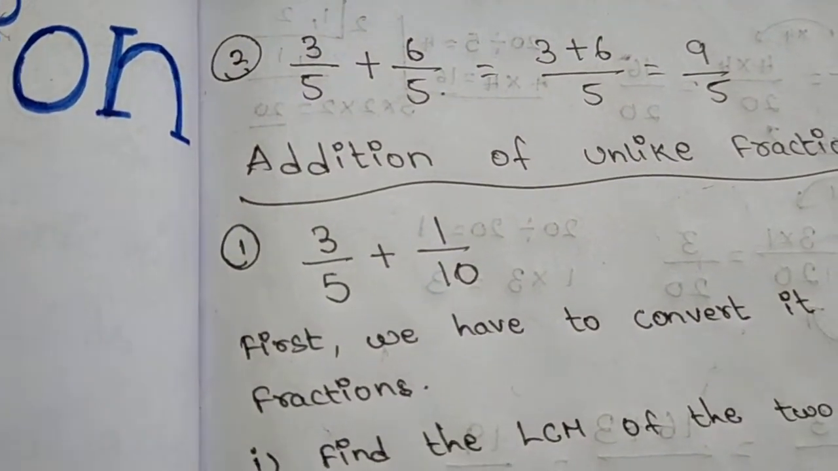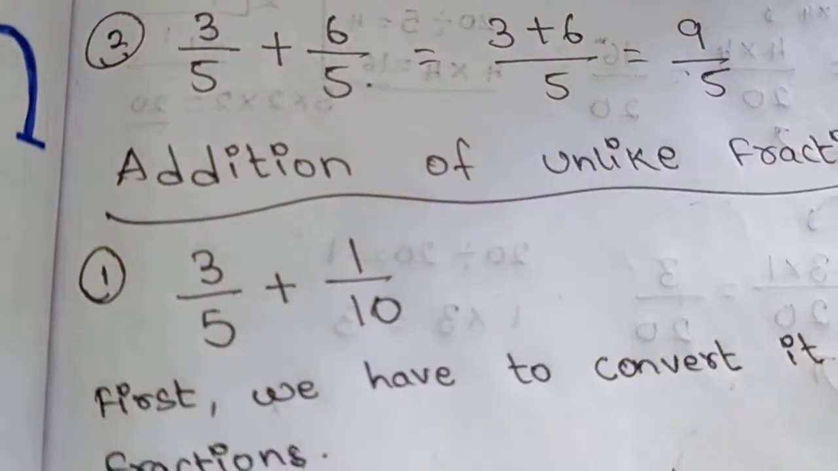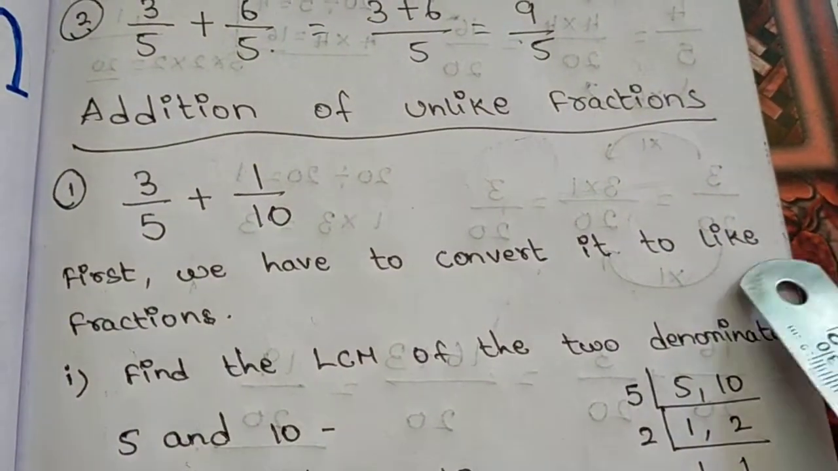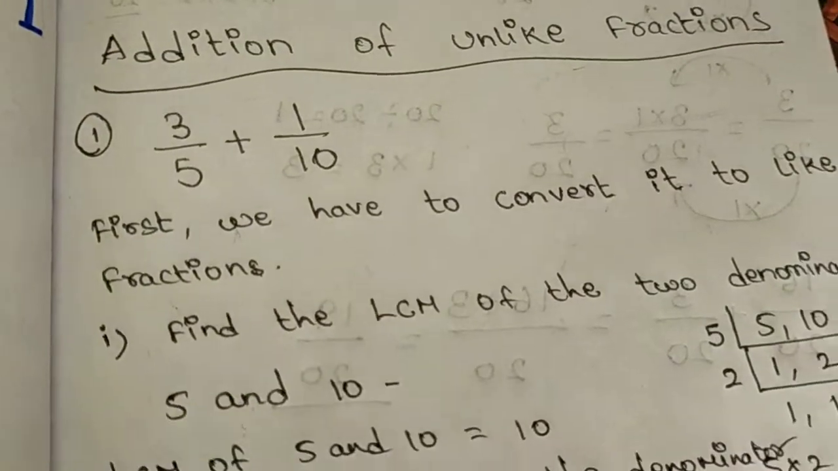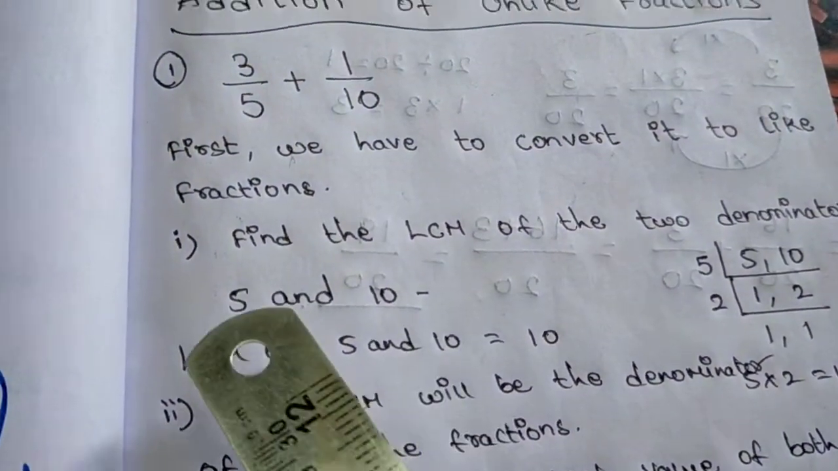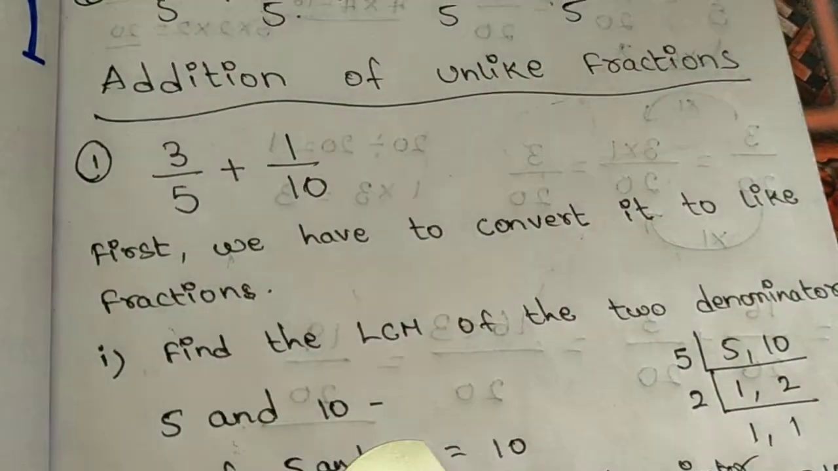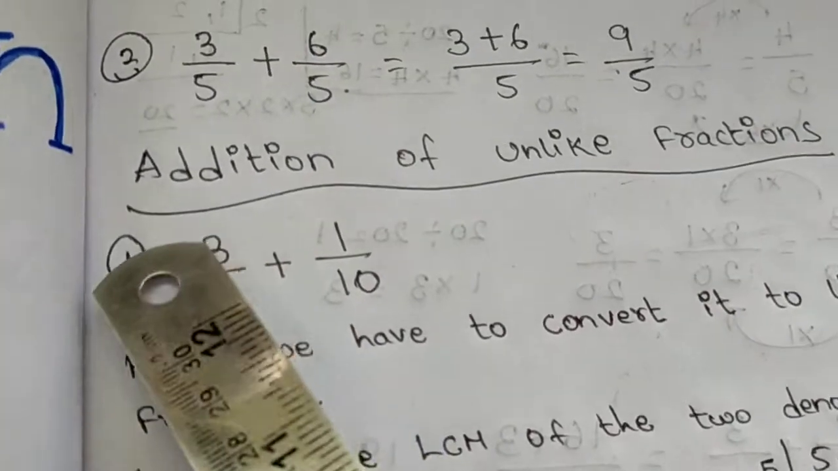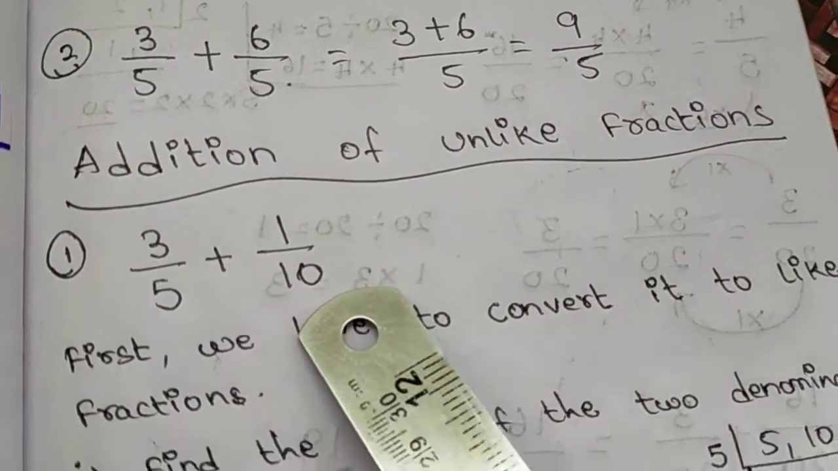Now there are some steps to be followed. Your first step is you have to find the LCM of both the denominators of both the fractions. What are the denominators here? 5 and 10. You have to find the LCM. You know how to find the LCM, this is the method.